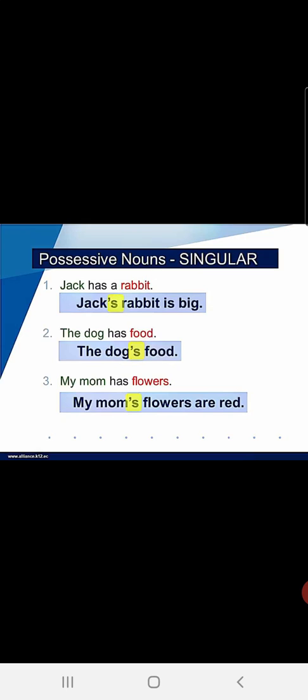My mom has flowers. My mom's flowers are red. The flowers which belong to my mom, the flowers of which my mom is the owner, are red. Understood?